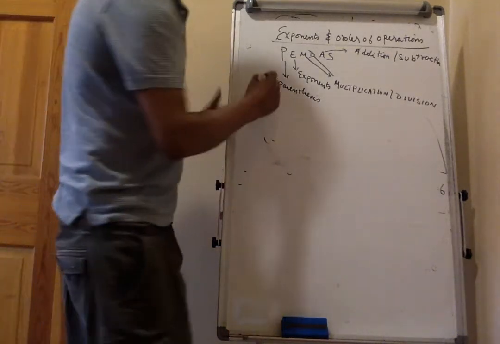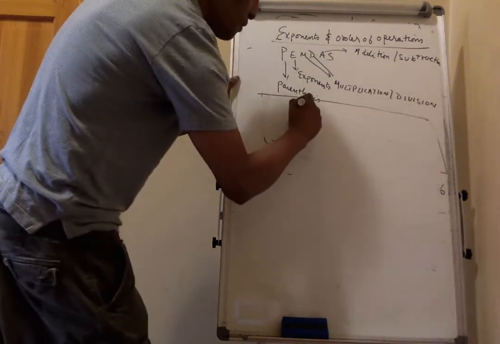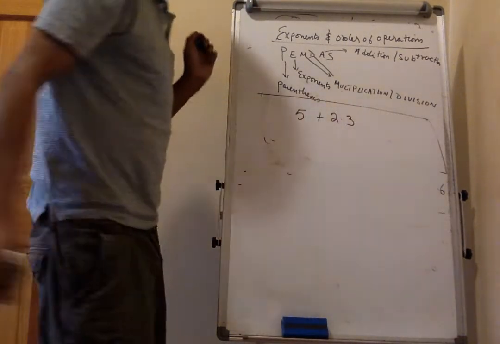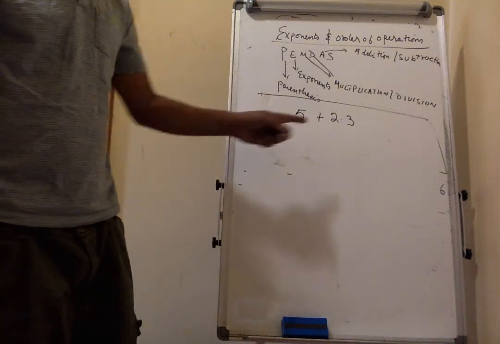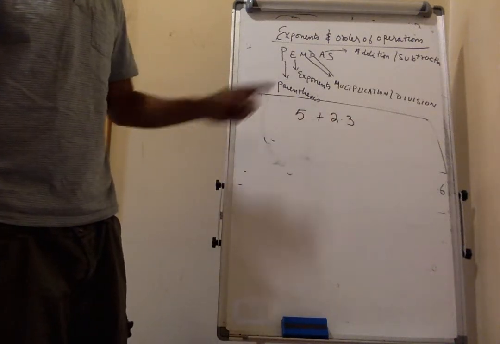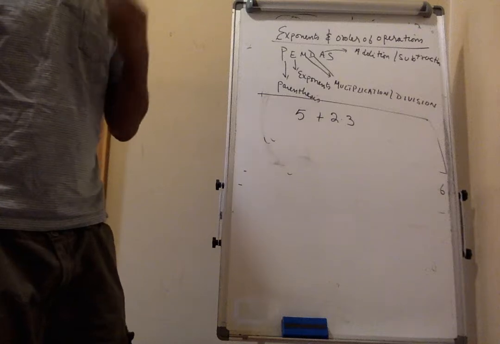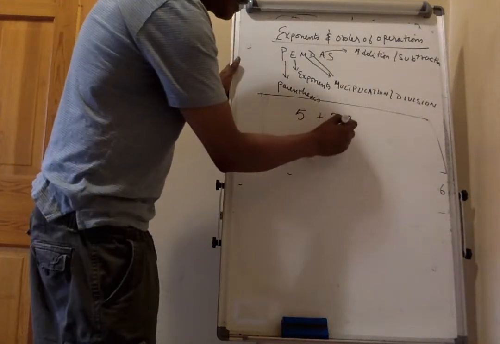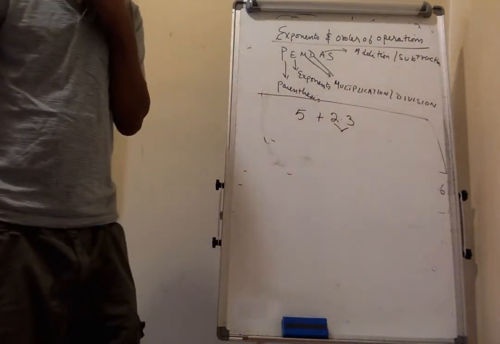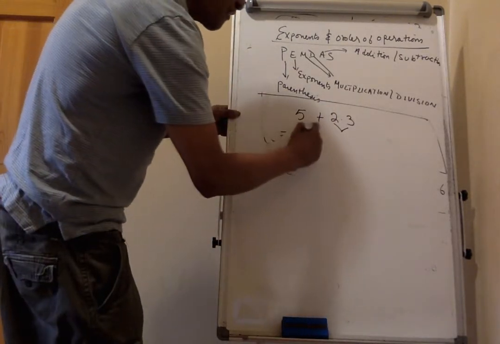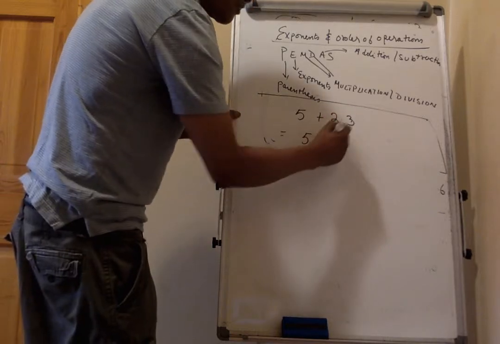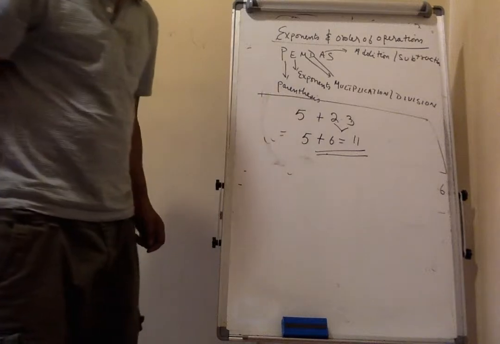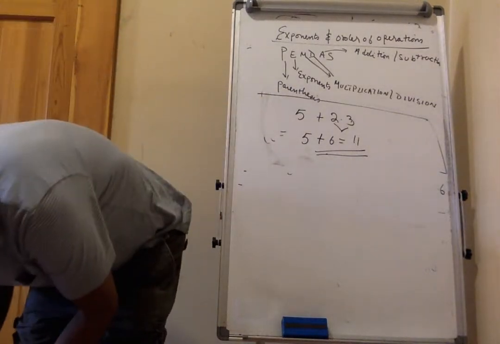so let's start with, suppose you have 5 plus 2 times 3. So you are going to simplify this. Mind you, this is multiplication and this is addition. And according to PEMDAS, multiplication comes first. So you cannot add these two together unless you multiply 2 by 3. So 2 times 3 would be 6, and 5 plus 6 would give you 11, and then you're done. Okay.